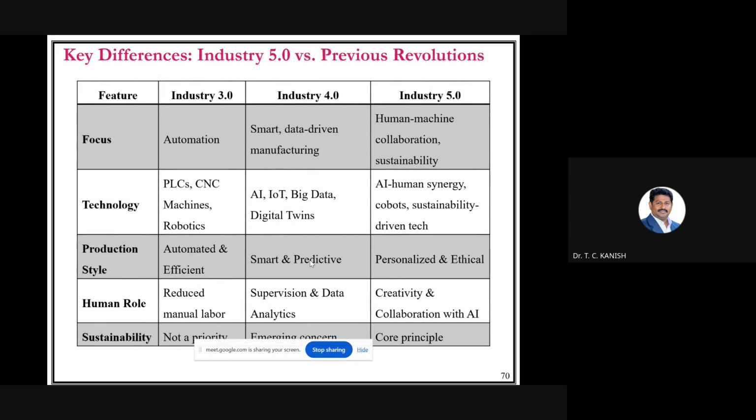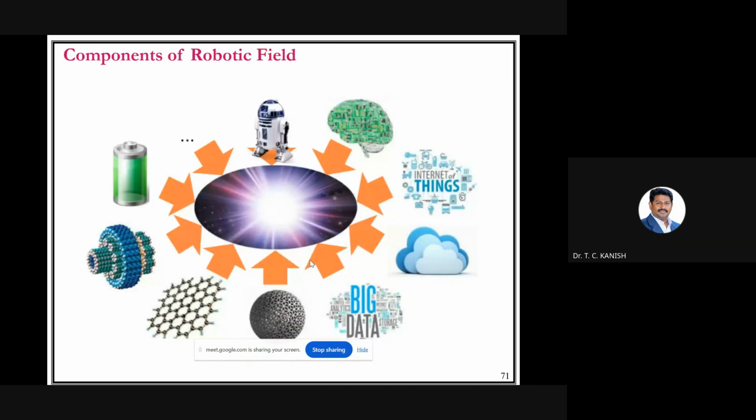And the key feature is sustainability. That's the main thing. Industry 3.0 never bothered about sustainability. Then, as an emerging concern, we started thinking of sustainability in 4.0. Now the core principle of Industry 5.0 is sustainability. That's the important one.